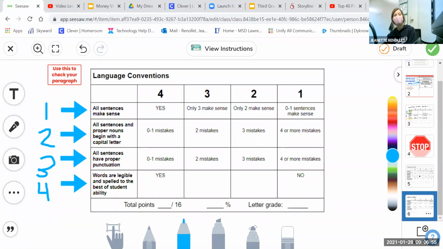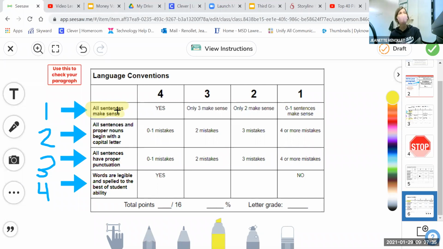Okay, so let's start with that top row. Number 1, do all sentences make sense? Here's what we're going to do to edit this. You are going to have another student read your work. Another student is going to read, and they're going to tell you if all of your sentences make sense or if your writing is confusing, right? If somebody else can't read your writing, then we've got some major work to do, okay?